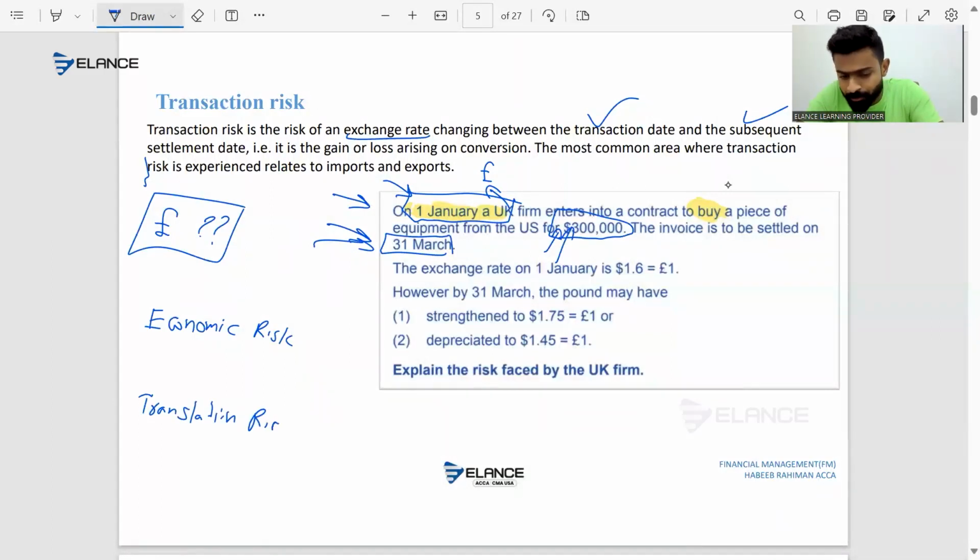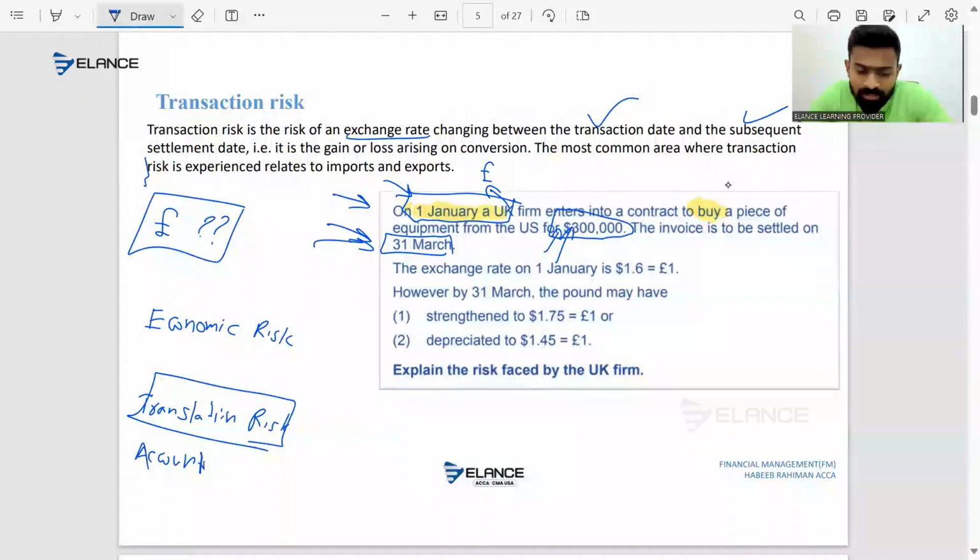Translation risk is easy to explain. Translation risk is just an accounting risk. This is not a real risk, not a cash flow risk.